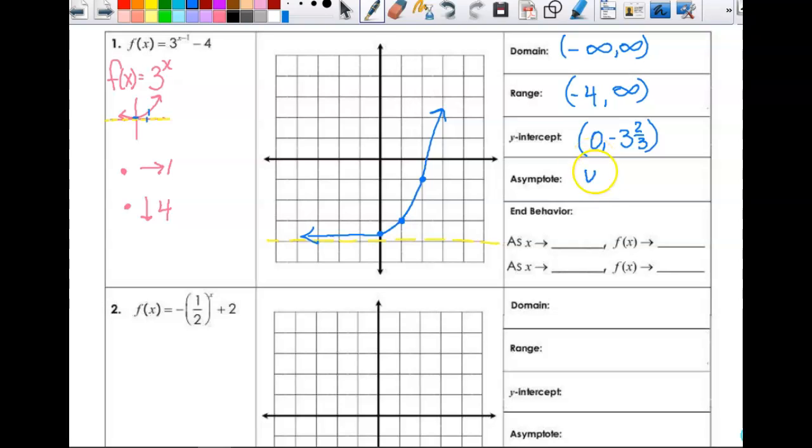My asymptote is at y equals negative 4. As x approaches infinity, what does f of x approach? Infinity. And as x approaches negative infinity, f of x approaches what? Negative 4. Okay. What questions do you have on the graph? Anything? Okay. We are going to skip 2 and 3. We're going to move on to 4.